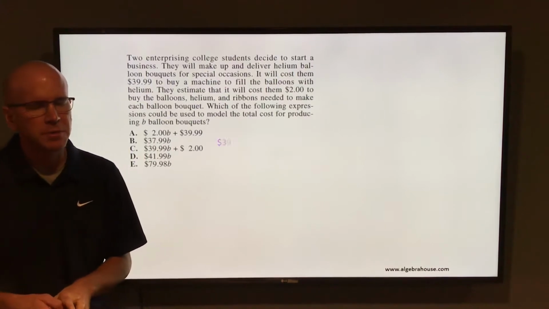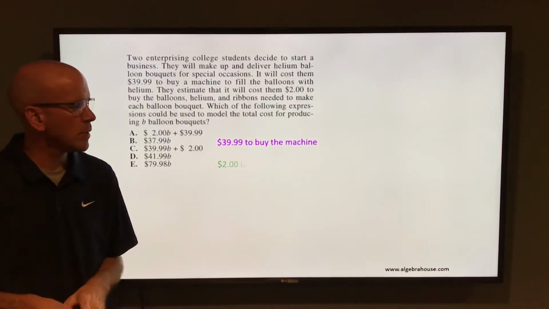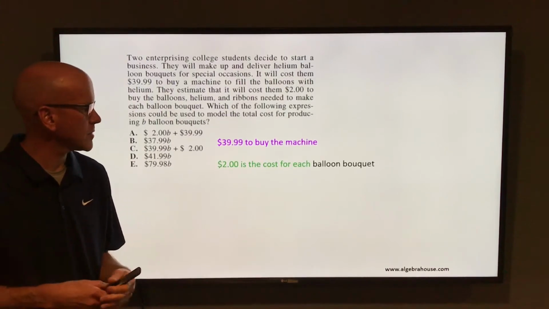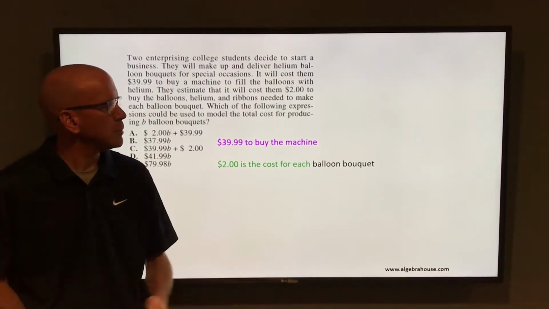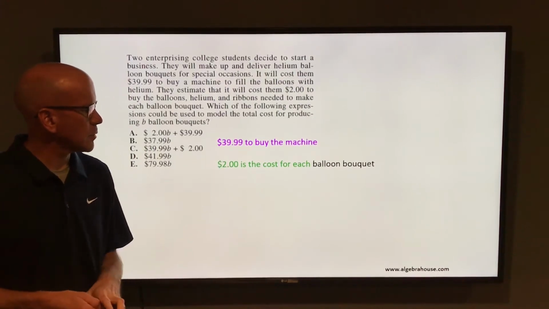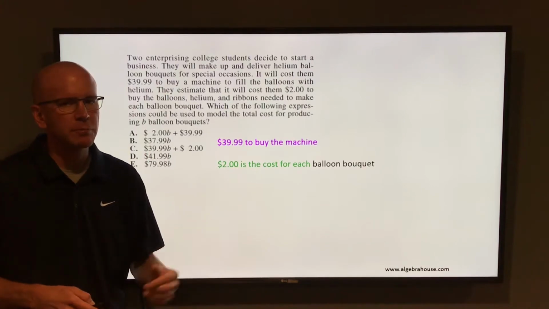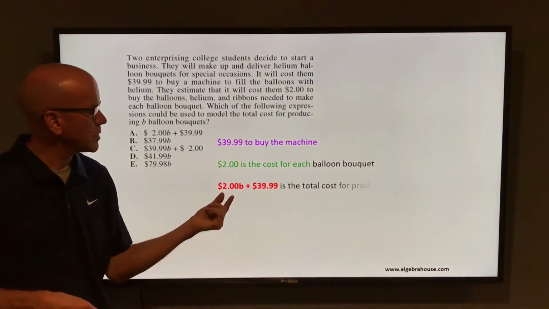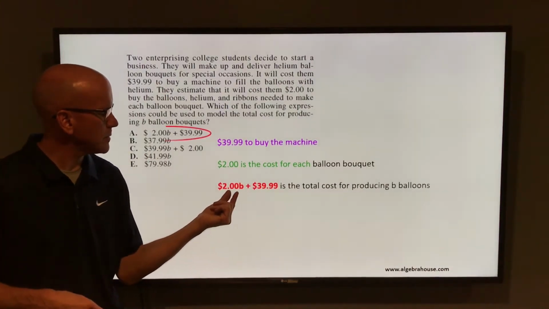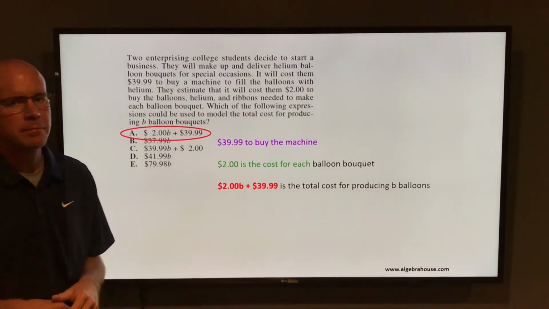Well, you have two expenses here. You have the cost to buy the machine, which is $39.99, and then you also have the material cost. $2 is the cost for each balloon bouquet to make those. So those are your two expenses. The total cost then would be $39.99 plus this $2 for each bouquet. So 2 times the number of bouquets, or 2 times B, plus the $39.99. Letter A is the correct answer.